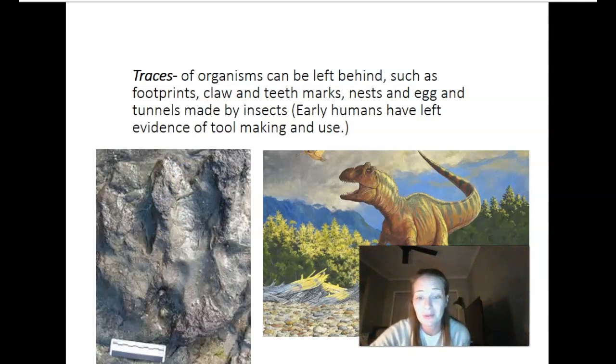It can also include fossilized poop too. I always forget the name of fossilized poop. It's coprolite. So a nice sample of coprolite would be the name for fossilized poo, and that counts as a trace fossil.